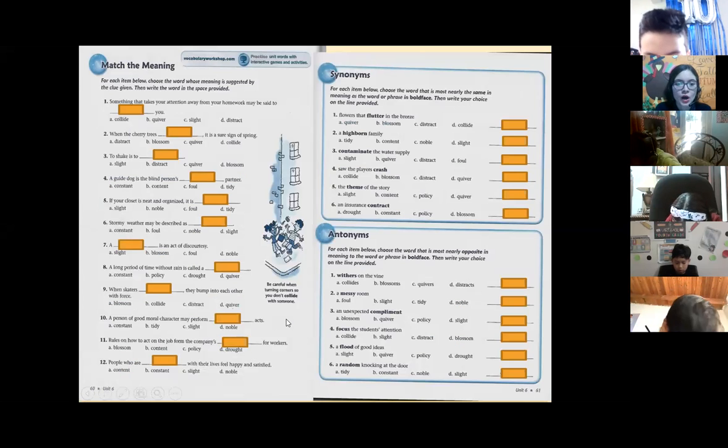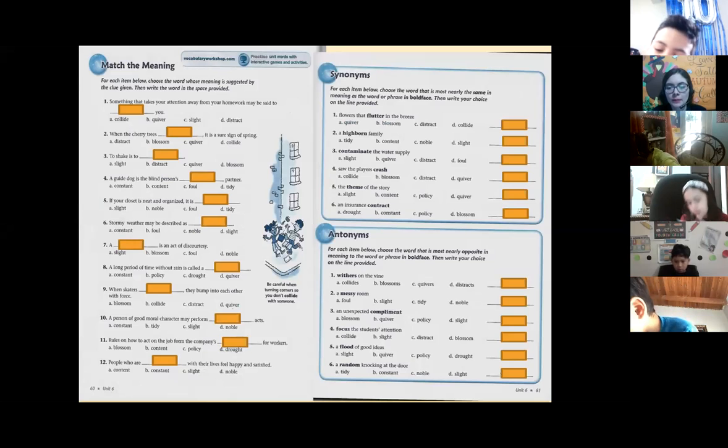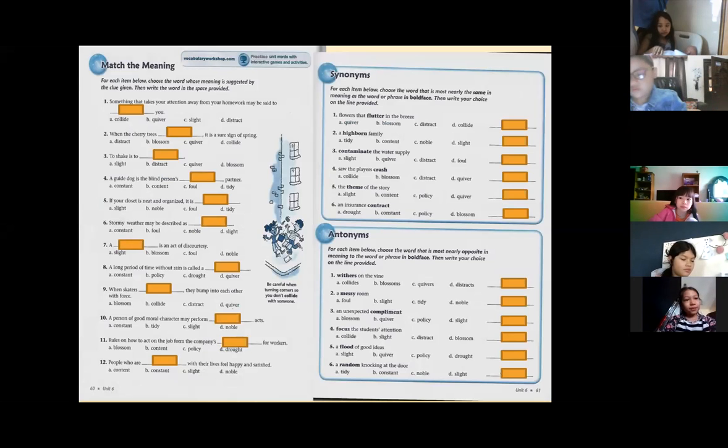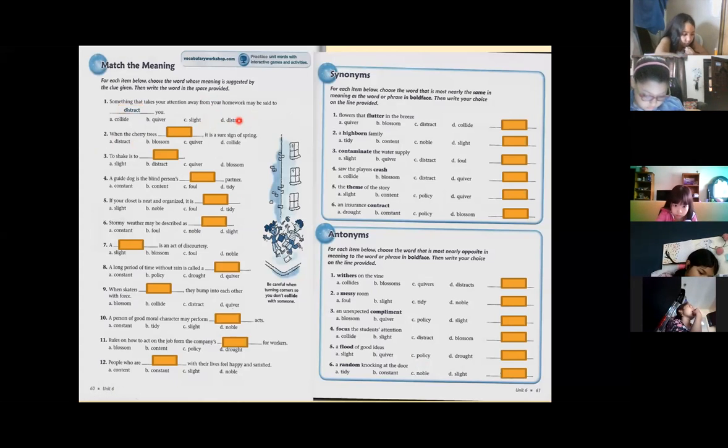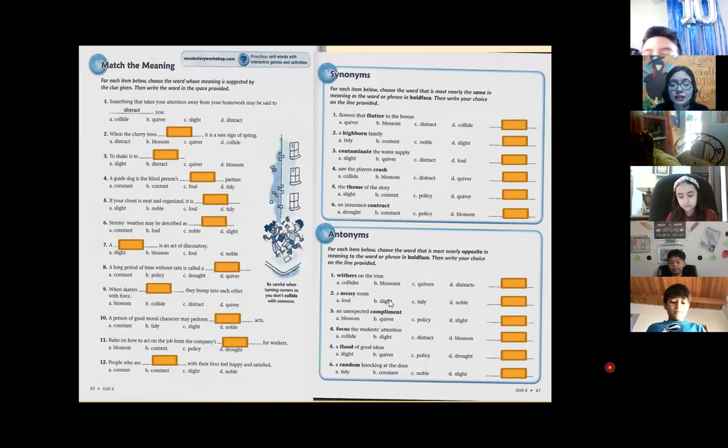Okay, let's go and work on page number 60. Everybody up on page number 60. We're going to work on this page. Remember that we're going to match the meaning according to the words that we learned in the previous slide, the word that we define. Now, number one, it's something that takes your attention away from your homework. Maybe say collide, quiver, slight, or distract. Distract. It's something that distracts you. That's right, thank you. That is distract, number one, because it's taking your attention away, so you are not paying attention. If you are using the cell phone, if you are in a phone call, something else is distracting you.